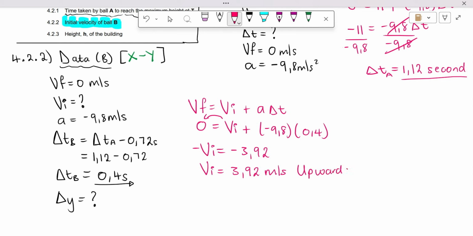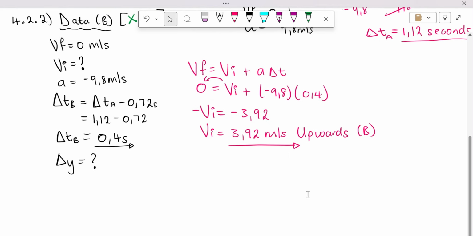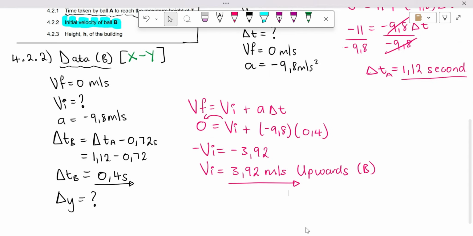Now, what do you notice? You ended up with a positive value. That positive value confirms that ball B was indeed moving upwards. So this was for ball B. Right, and there you have it. I really hope that was very clear. This was a very nice question, and this should have been a typical 3 to 4 mark question.